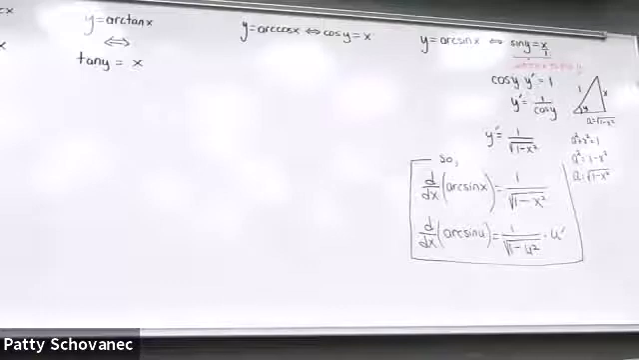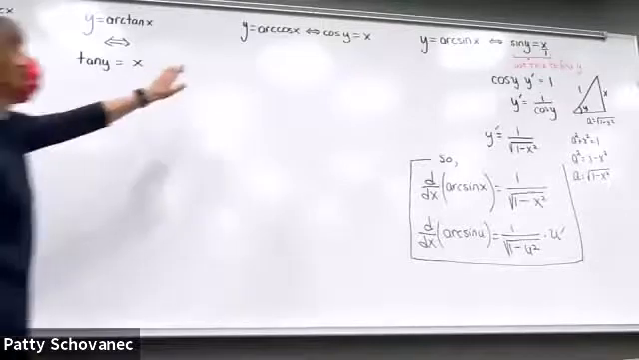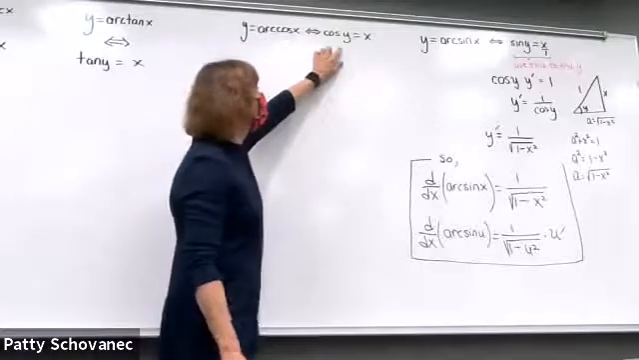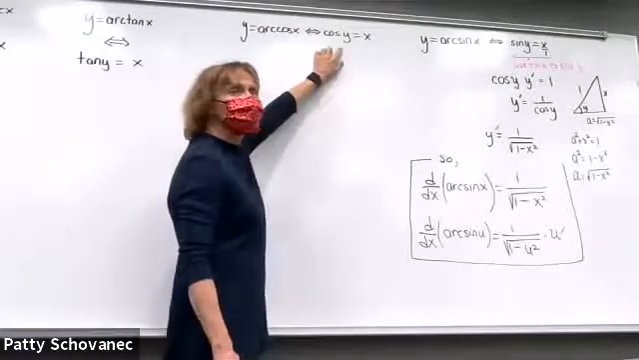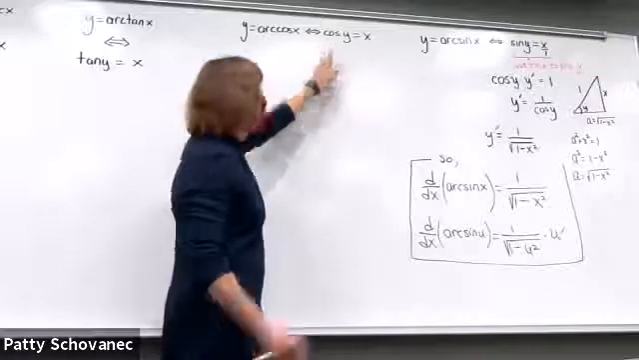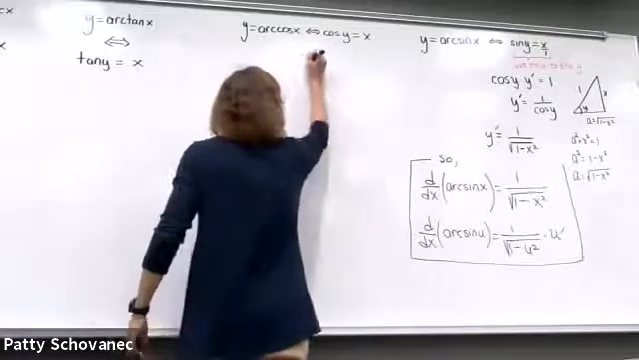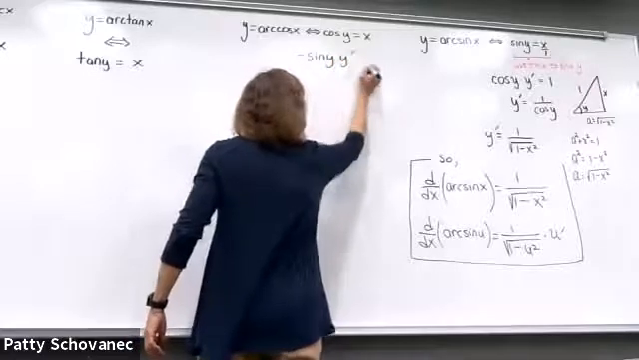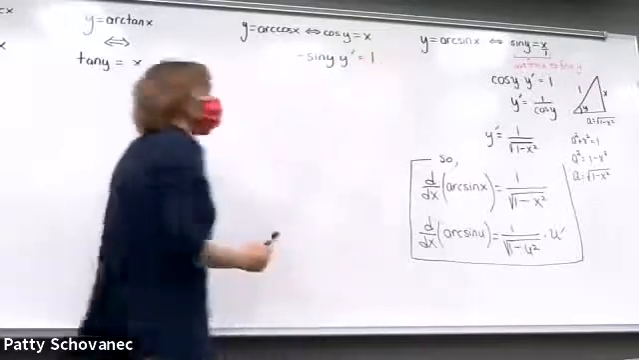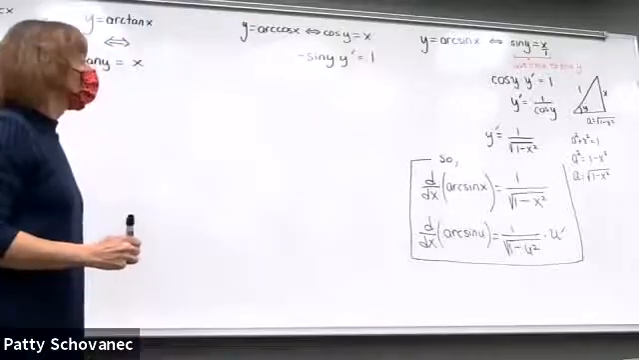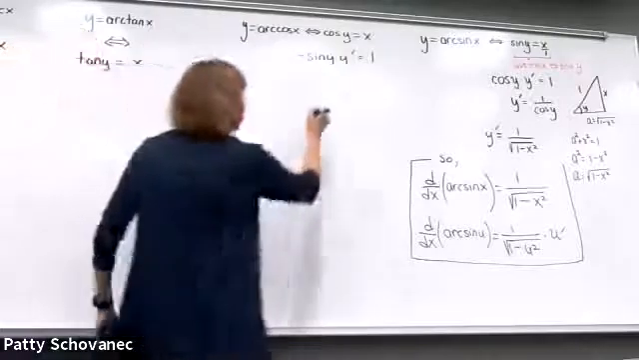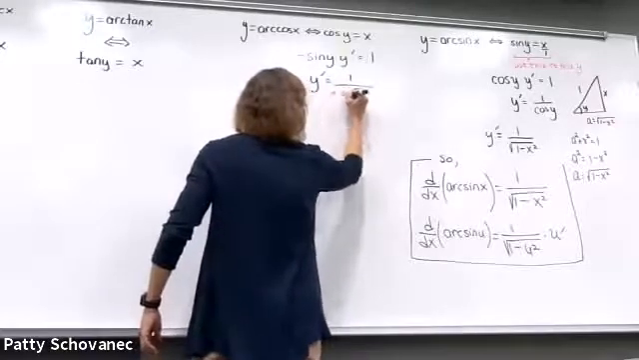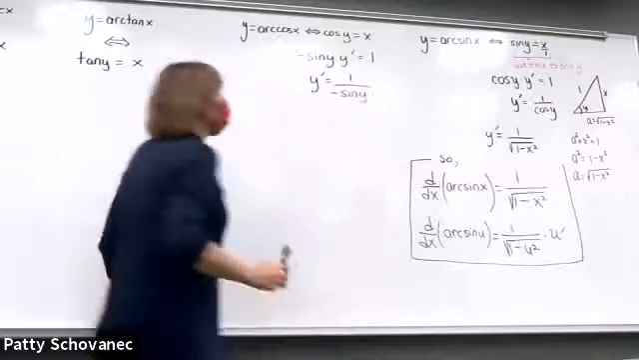And so we're going to do it again. If I want to know what y prime is, if y is the arccosine of x, I write this equivalent statement and use implicit differentiation. I take the derivative of the left side, the derivative of cosine is minus the sine of y times y prime, and the derivative of x is just 1. And now I solve for y prime by dividing by minus the sine of y. And we have that.